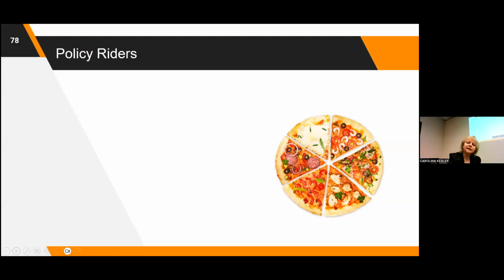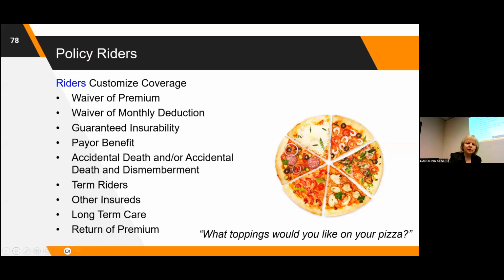Riders. Riders are additions to the policy for additional premium. There's a waiver of premium, waiver of monthly deduction, guaranteed insurability, payor benefit, accidental death and dismemberment, term riders, other insurance, long-term care, and return of premium. Those are all riders. You can add them to your policy for additional premium, not free. A lot of them will say "without," so you've got to look at the words in those answers. If it says "with no additional premium," you know that's wrong. It doesn't belong there.